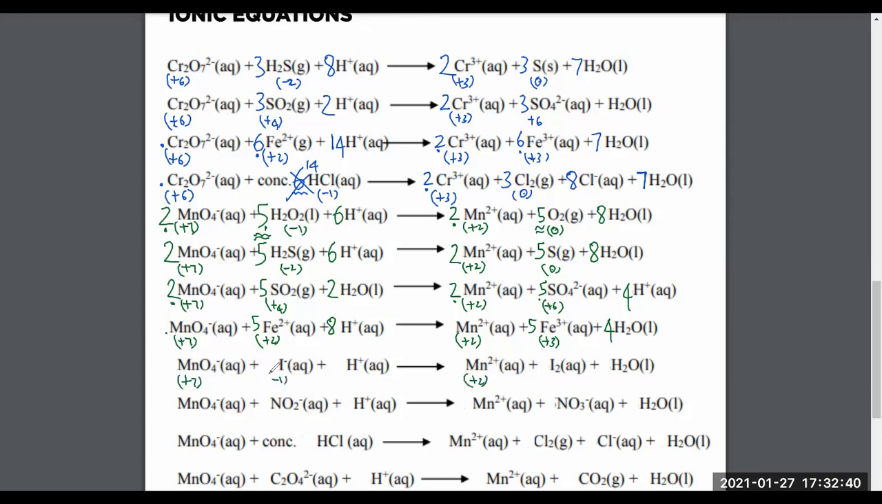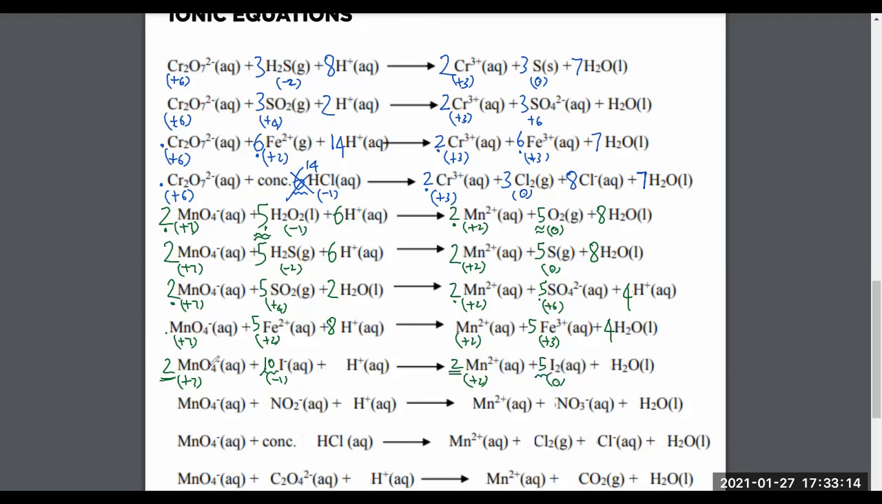Next one, permanganate manganese from +7 to +2, iodine from -1 to 0. Manganese from +7 to +2, the difference is 5. Iodine from -1 to 0, difference is 1. But the problem here is 5 I minus, here we have I2. Here we have an odd number, here we have an even number, so you can't balance it. What should you do? This time you have to make 1:5, 2:10. With this 2, you will be balancing manganese, and with this 10, you will be balancing iodine.